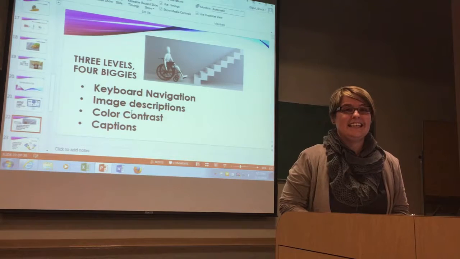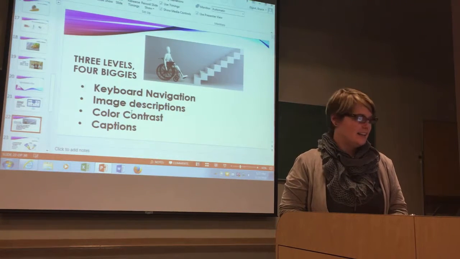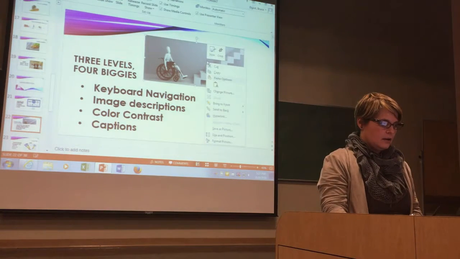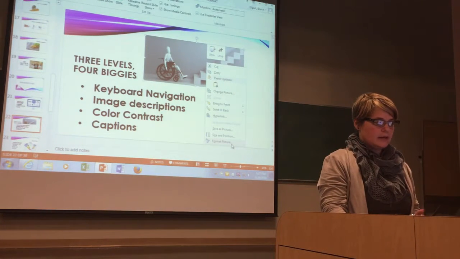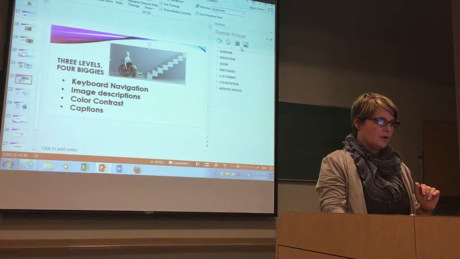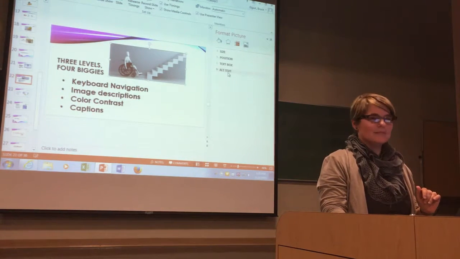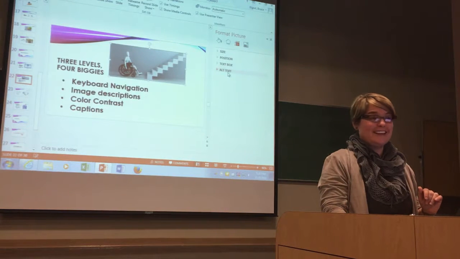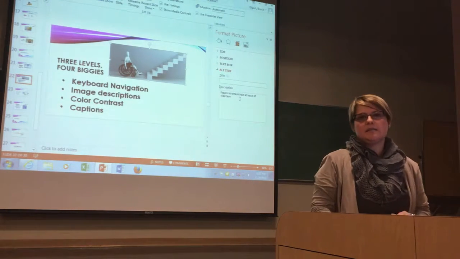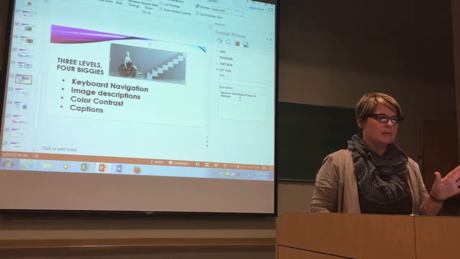Yeah? What do you mean when you say a picture in this slide is accessible? So the way that I made this picture, that I put the image description on it, is I went to format picture. Now you're going to check me and see if it's really there, right? Alt text: figure in wheelchair at base of staircase. So each of my images has that.